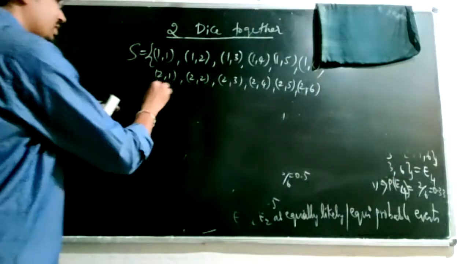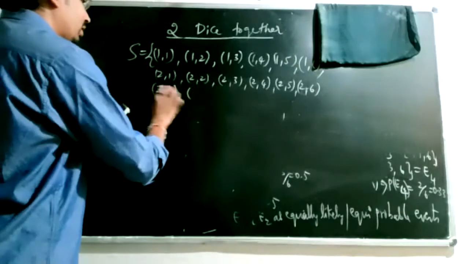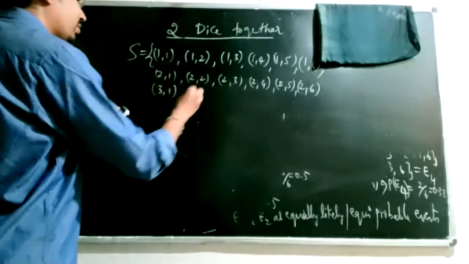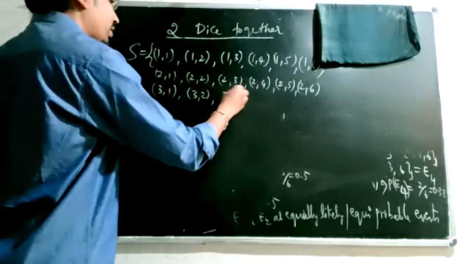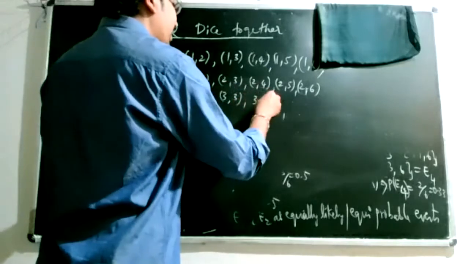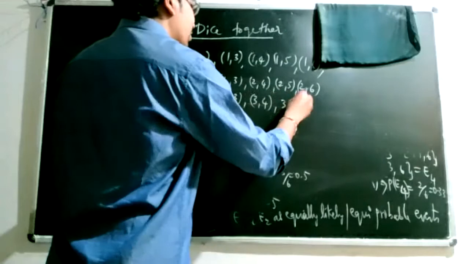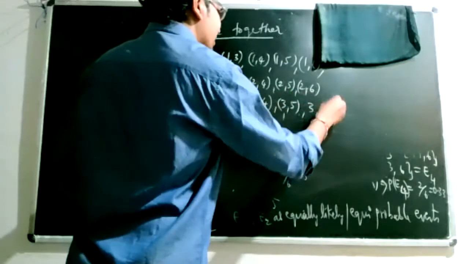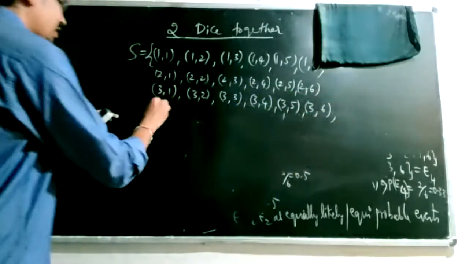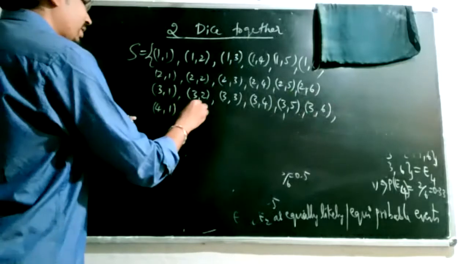Whenever you conduct the experiment, only one of these elements happens. Therefore, they are all mutually exclusive. And if you look into the probability of happening, only one could happen out of the 36 cases. So each of these outcomes has a probability of 1 by 36, which makes all the events equally likely.